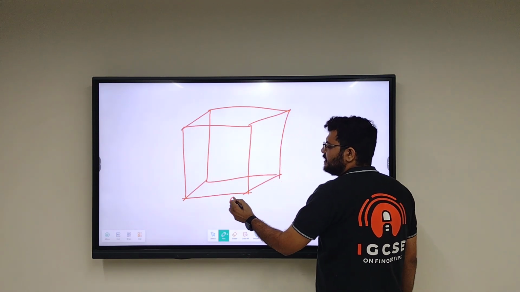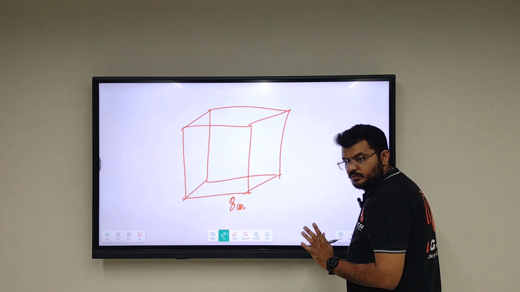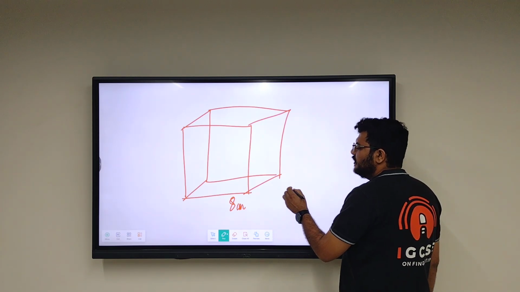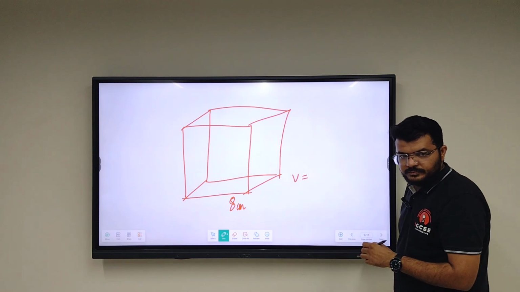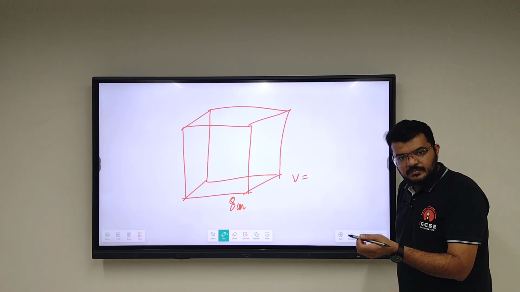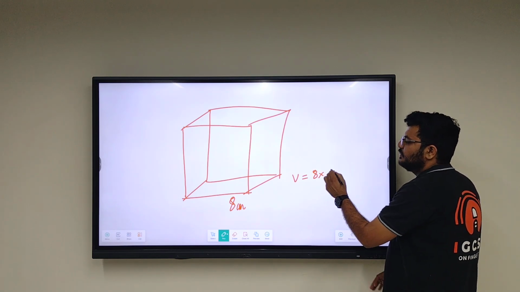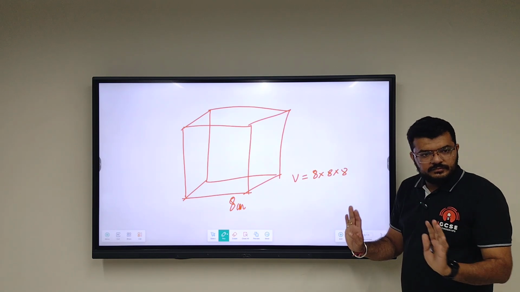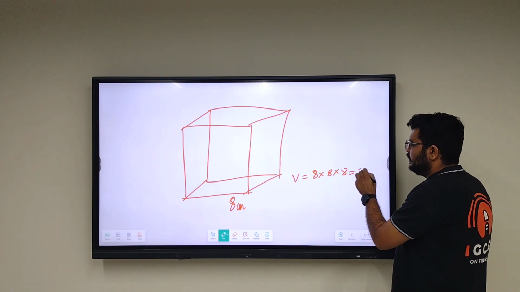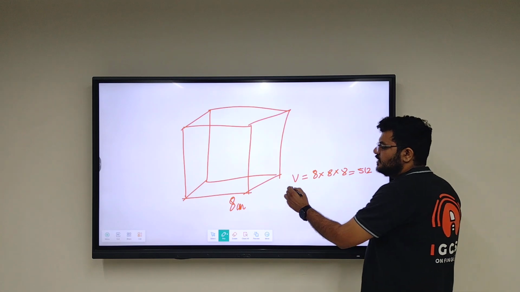You can take a cube. Let's say it has 8 centimeters on each side. What is its volume? 8 cubed: 8 times 8 is 64, 64 times 8 is 512. 512, correct. What is the surface area?